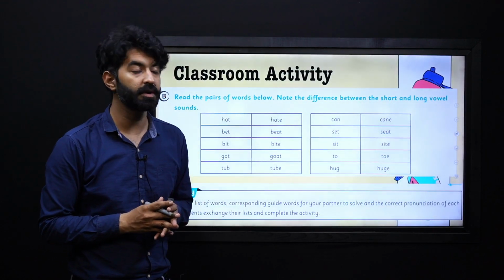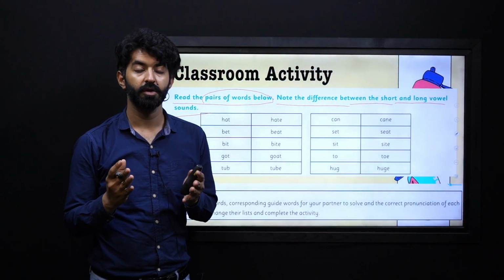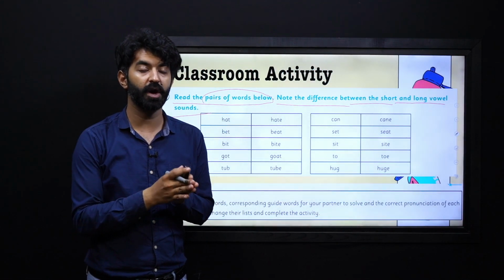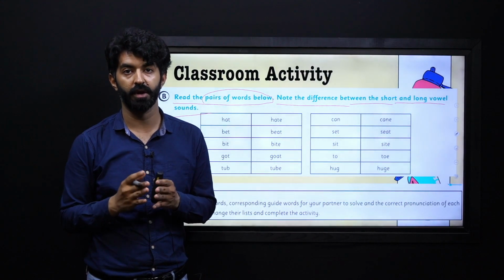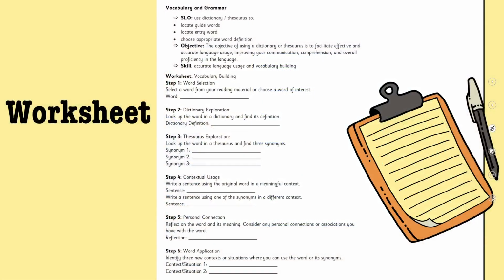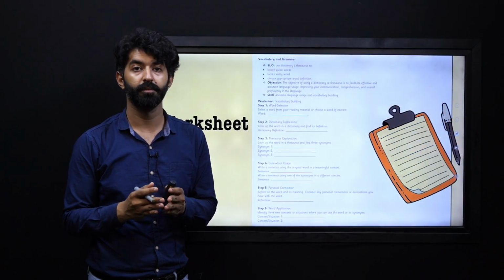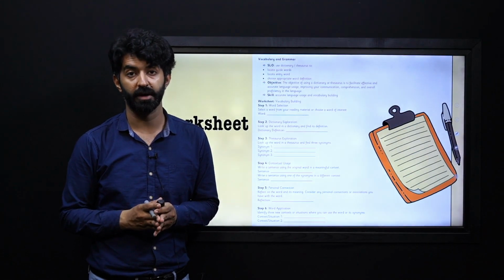For your classroom activity, we have a prompt, a question for you. Read the pair of words below. Note the difference between the short and long vowel sounds. So when you read these words clearly, you can see which one is using a shorter vowel and which one is using a long vowel. This is your worksheet. It will be distributed among you by your teacher or your facilitator, and you can solve them for your better understanding.